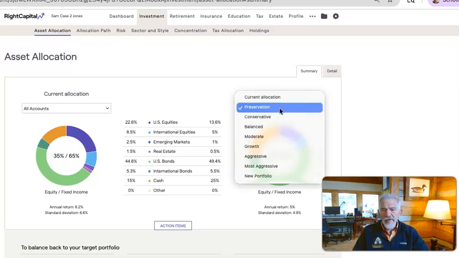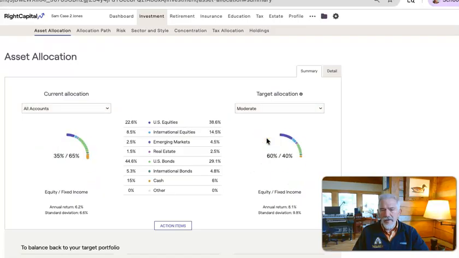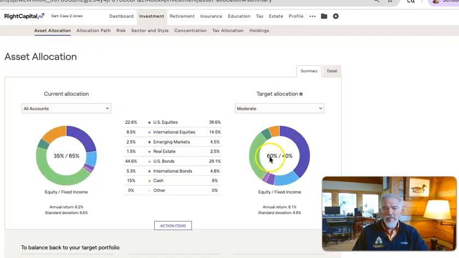Let's move on up the scale though, and let's go to a moderate portfolio. With the moderate portfolio, we've now moved up to 60% equities and 40% fixed instruments. And as you can see here, we have U.S. equities, international equities, emerging markets, we have real estate. Those are all of the asset classes that kind of roll up into that equity portion of the portfolio. And as you can see, that consists of about 60%. The remainder being U.S. bonds and international bonds, the 40% of the remainder of that portfolio.